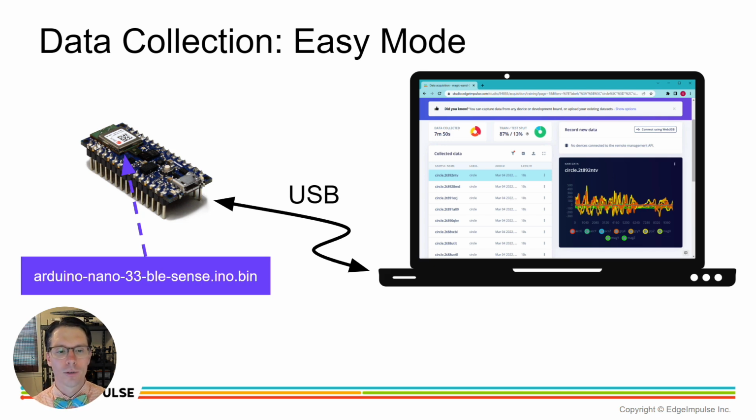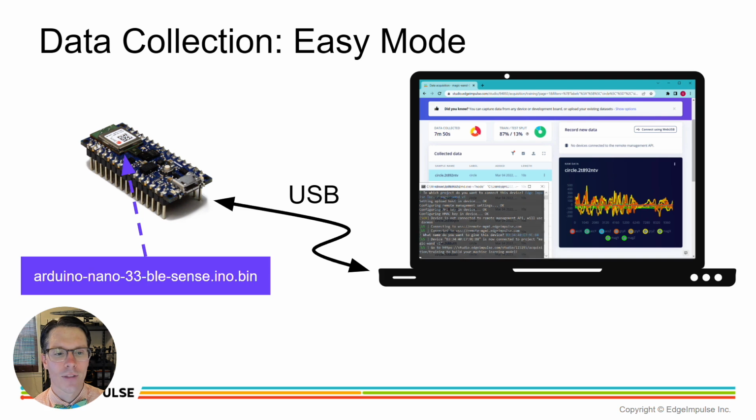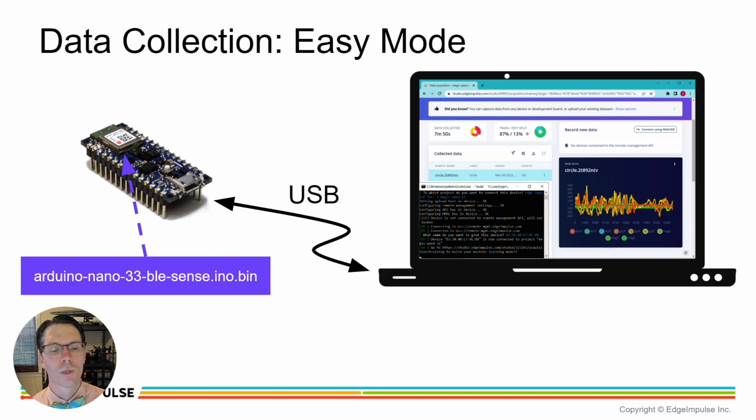But in order to provide that connection, you have to run the Edge Impulse daemon inside of a command line prompt. The nice thing about this is that once you have everything set up, the process is really easy. You just follow the steps in the Edge Impulse Studio, and it walks you through collecting data from your sensors.